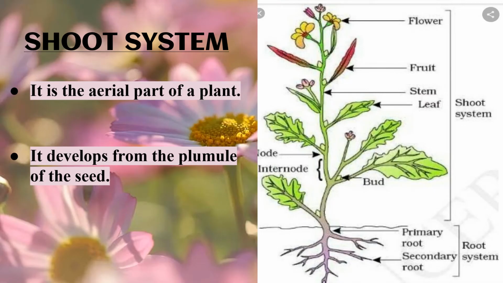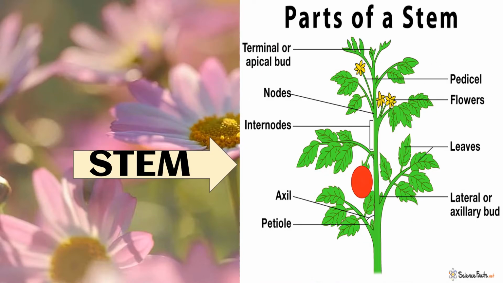Now, students, we have the shoot system. Shoot system is the aerial part of a plant. It includes main stem, branches, leaves, buds, flowers, fruits, seeds, etc. And they develop from the plumule of the seed. Stem bears leaves, branches, buds, flowers and fruits, etc.